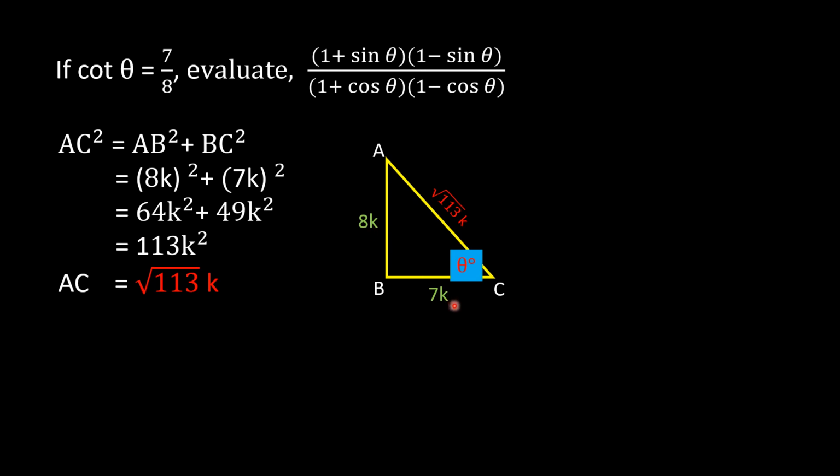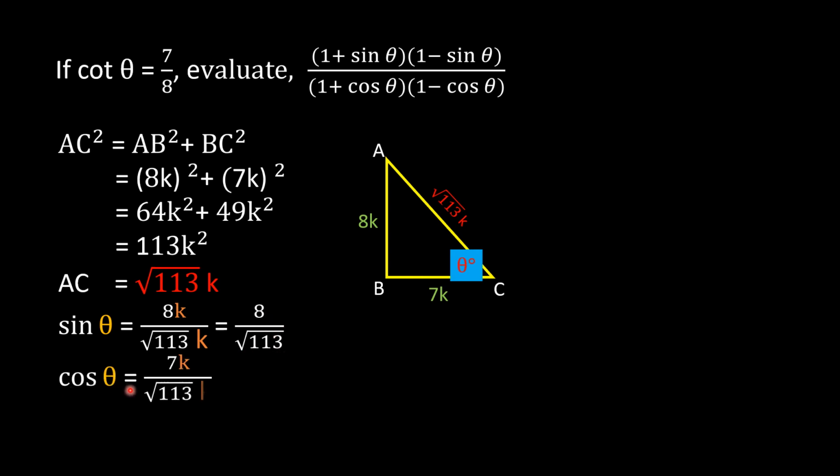We have all the three sides of this right triangle, so we can write sine theta equals 8K divided by under root 113K, which will be 8 divided by under root 113. So sin theta will be 8 divided by under root 113. Cos theta will be 7K divided by under root 113K. So it will be 7 divided by under root 113. So we have cos theta equals 7 divided by under root 113.